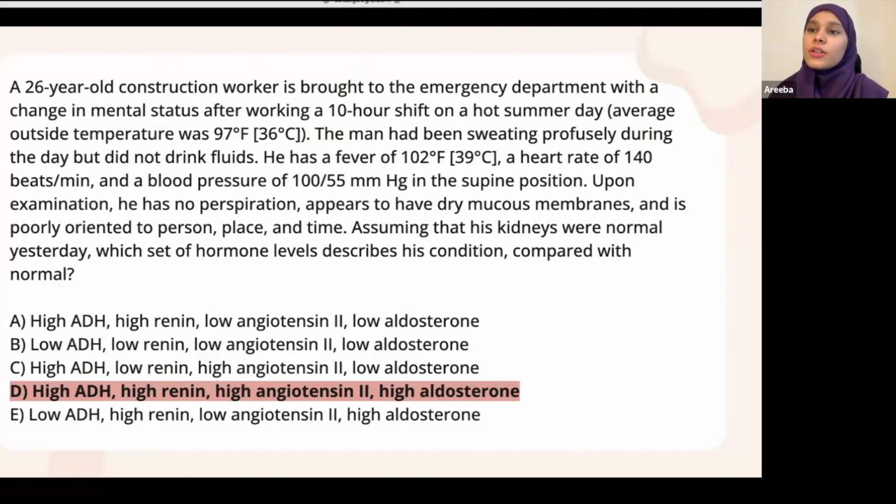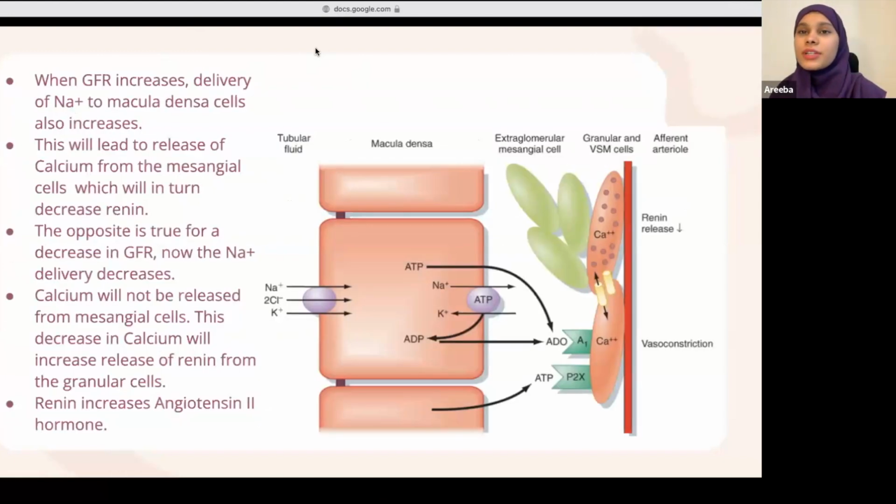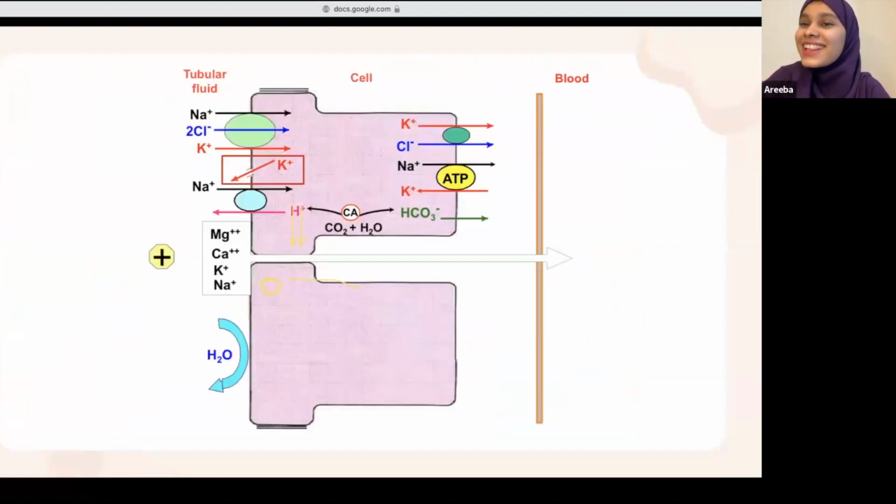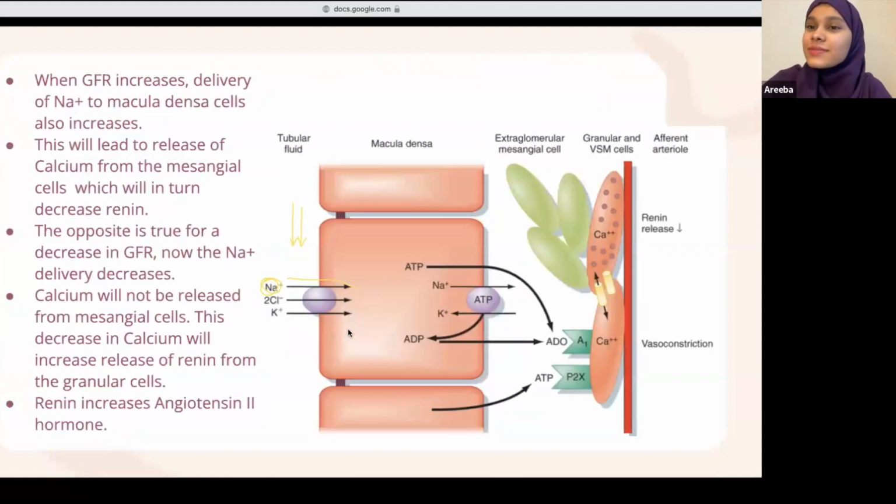Okay. So it's all going to be high because of the renin-angiotensin system. There are two things to know about this diagram, especially: there's GFR increase and there is a decrease. So when the GFR increases, we're gonna have a lot of fluid coming in through the tubular fluid, right? And if you have a lot of fluid coming in, you're gonna have a lot of sodium delivery to this place. And then the sodium is gonna go into the cell and then it's gonna go through the sodium ATP pump, okay?